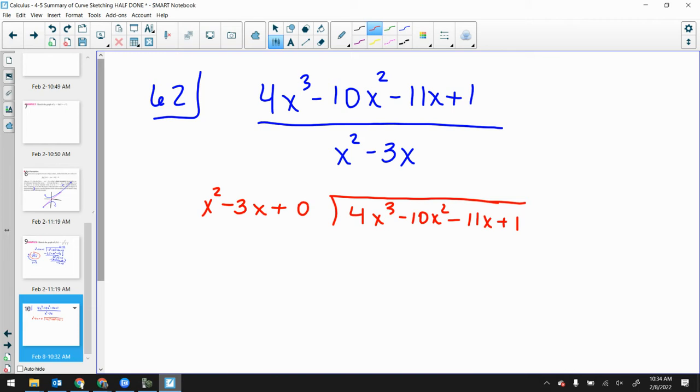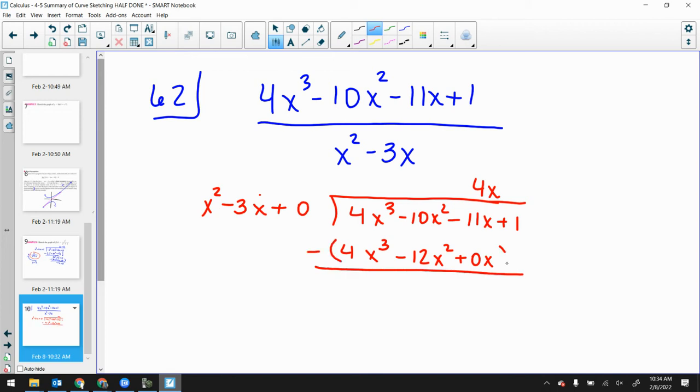Okay, so how do I make x squared look like 4x to the 3rd? What do I multiply by? 4x. Just 4x. So I take 4x times x squared to make it 4x cubed. I take 4x times negative 3x to make it minus 12x squared. I take 4x times 0 to make it 0x.